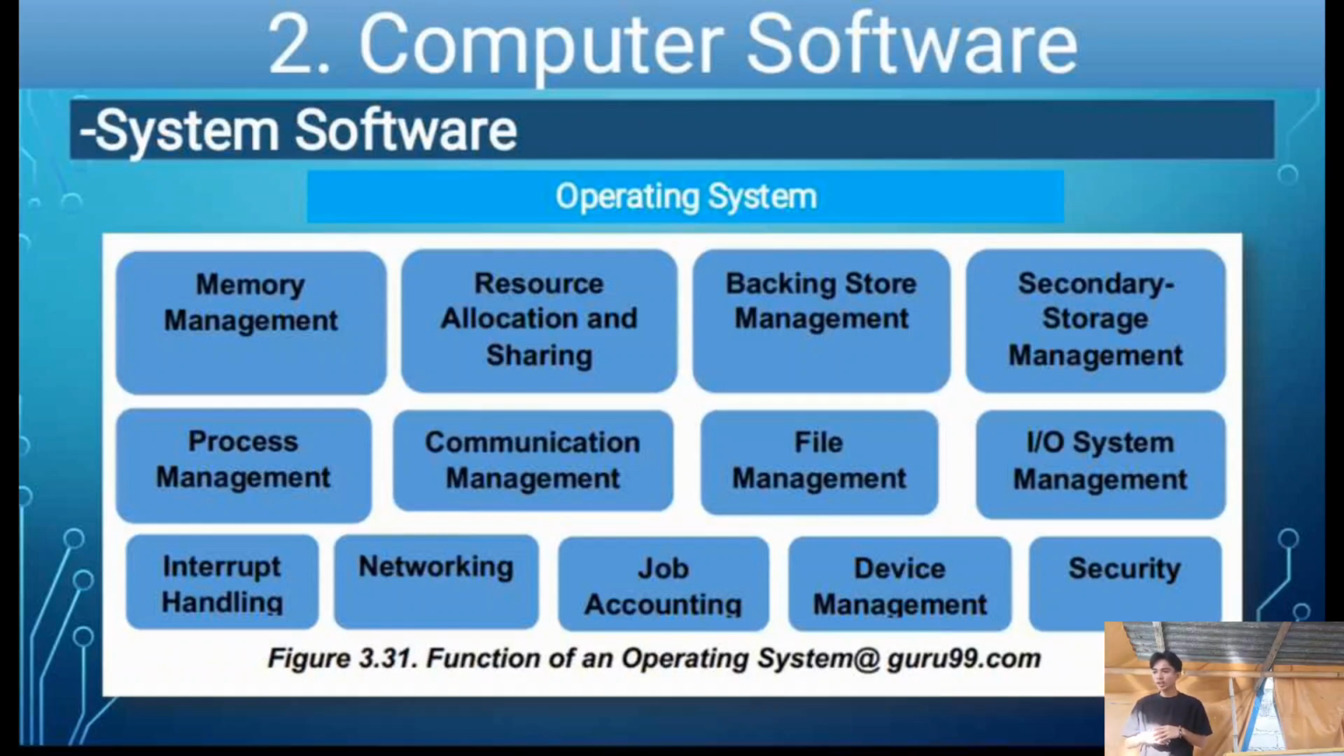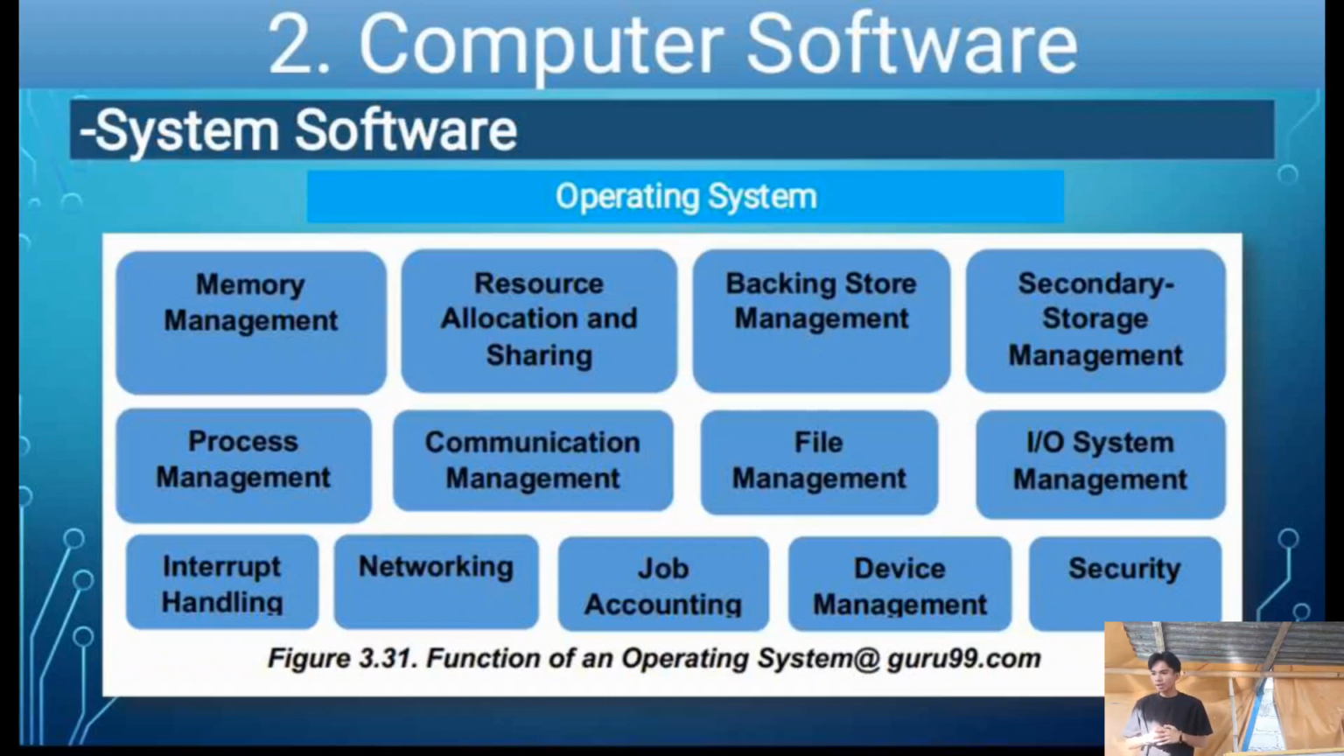Number 2, resource allocation and sharing. The OS allocates processing time, memory, and resources to each program. Number 3, backing store management. The OS controls the transfer of data from disk to memory and back again. Number 4, interrupt handling. The OS will display the appropriate error message and may suggest corrective action to the user. And number 5 is process management. It helps the OS to create and delete processes.